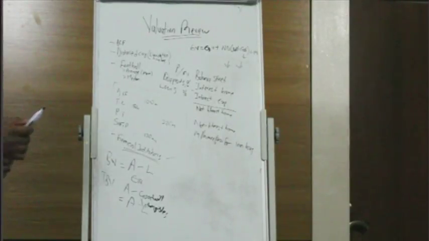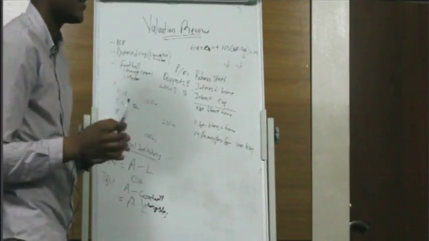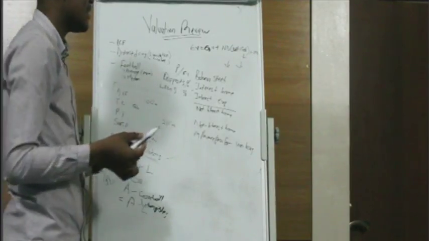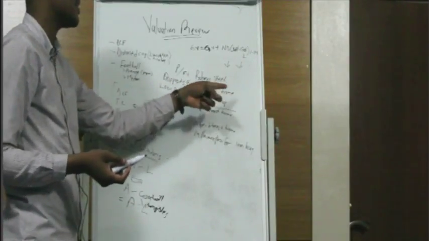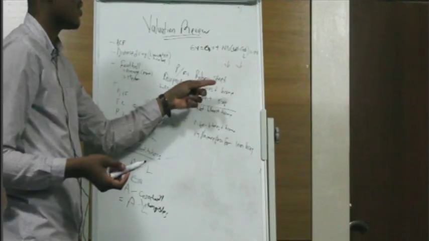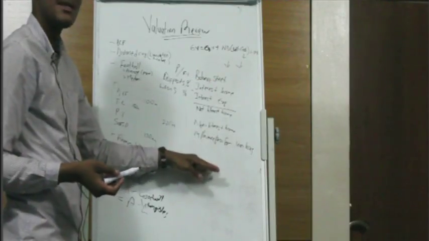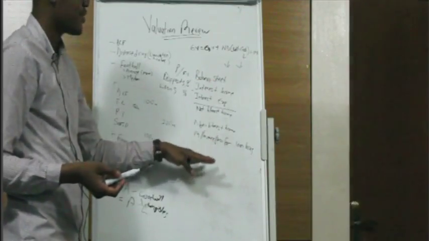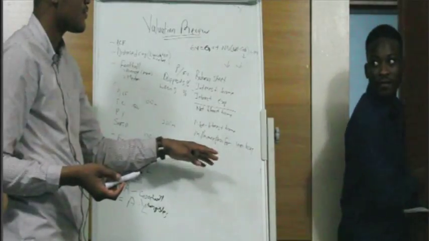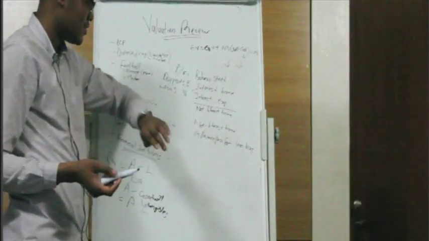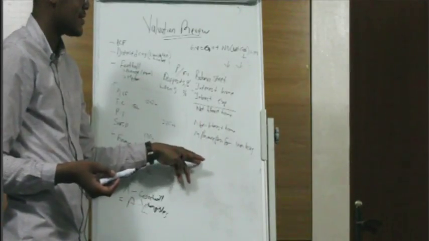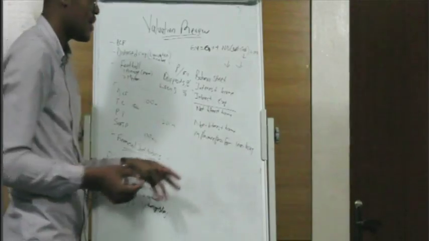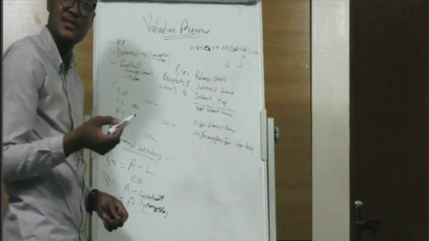So if you want to value a bank, you first start with the balance sheet, and then with the balance sheet you start with your interest income. To get your interest income, you have to look at your interest producing assets. When you look at your interest producing assets, you make assumptions for the percentage interest you get.